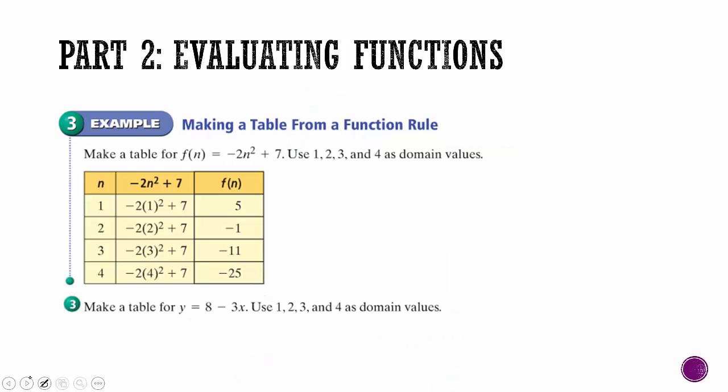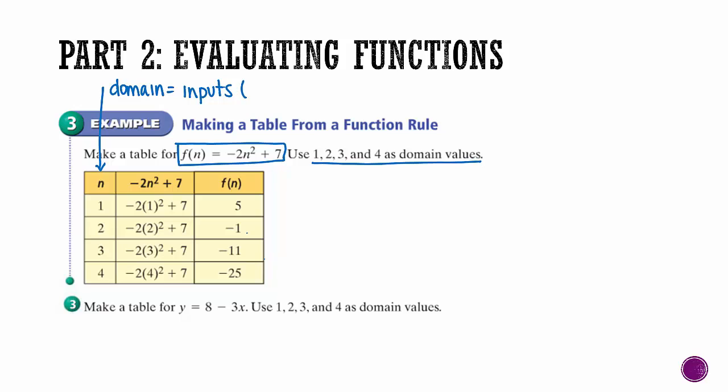So you're going to have to make a table from a function rule. Here's an example. They gave you a function, f of n, instead of f of x, same kind of thing. And then they used 1, 2, and 3 as domain values. So remember, we talked about domain being your inputs, and it's usually x. And our range is what we get out. So range is outputs, which is usually our y values.